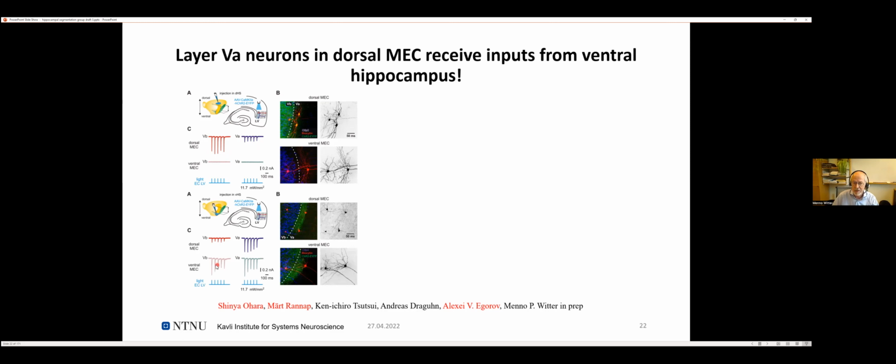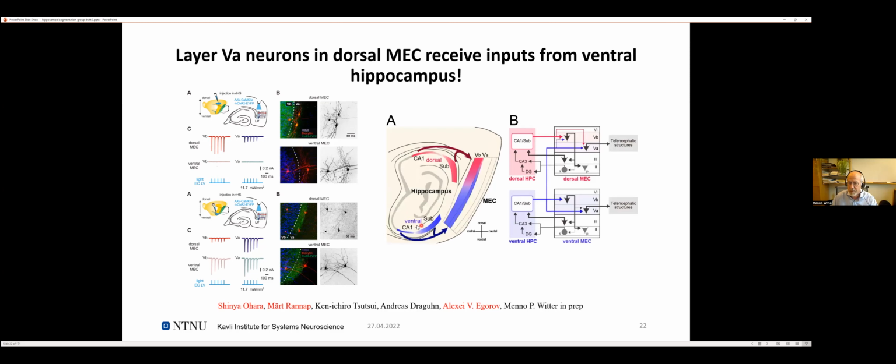If we now do exactly the same experiment, but now we drive the ventral hippocampus. Now look what is happening. You get beautiful activity in ventral MEC in 5B. Beautiful activity. Look at the amplitude of 5A cells in ventral. But now there's not much in 5B compared to this. But surprisingly, there's a massive response of 5A cells.